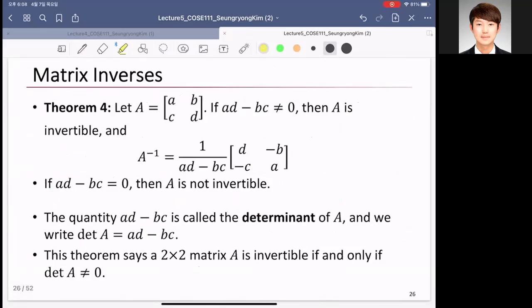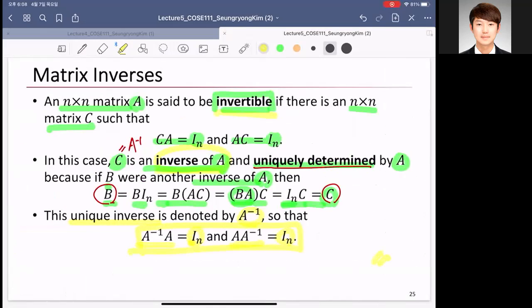All right. So this is chapter 1.2. In the remaining part, we will discuss how to find the matrix inverse of your arbitrary matrix A. Okay.